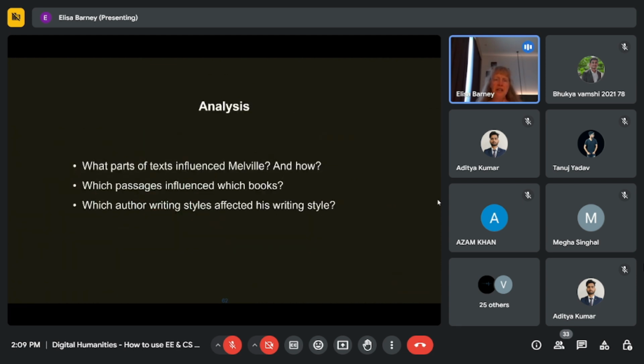So this is a sort of analysis we're helping the scholars in the humanities to do. What parts of the text that he read influenced the stuff that Melville wrote, and how? What passage influenced which books? Because we've got all those books read and all those books written. So where do we make those marks together? And in addition to specific passages, which writing styles did Melville emulate as he was learning and developing his own writing style? Because nothing gets developed in a vacuum.